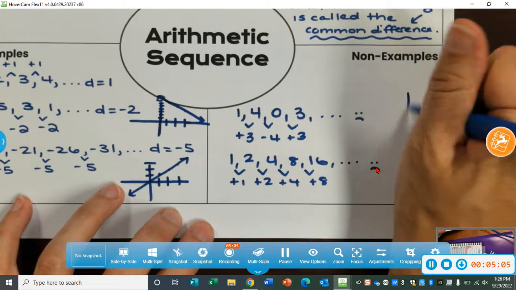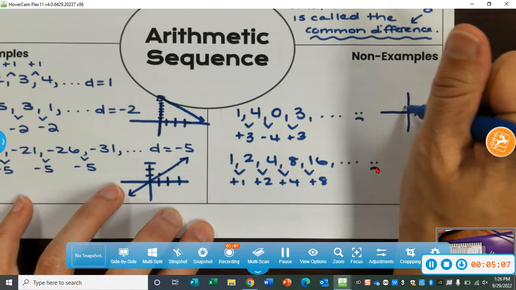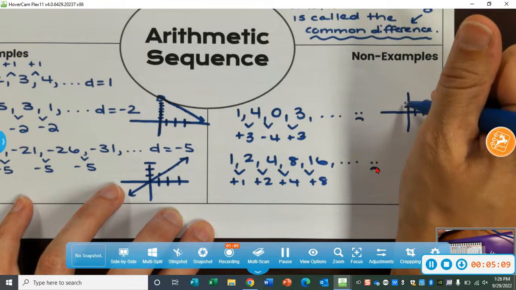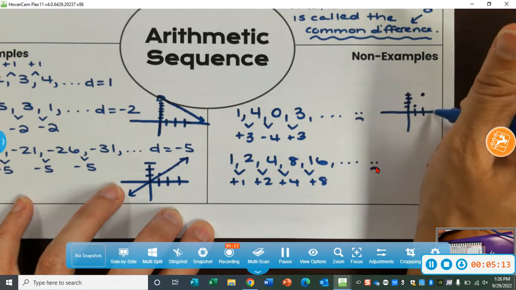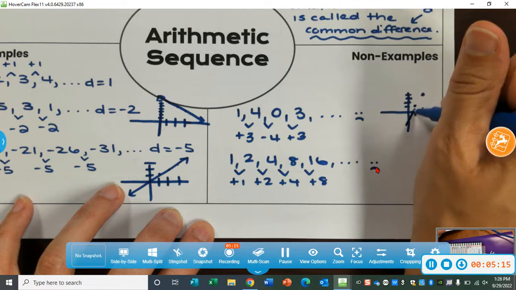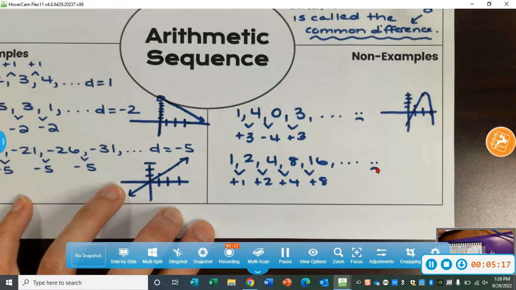And if you wanted to look at its graph, the first number is a 1, second number is 4, third number is 0. So you can see that this is not linear.